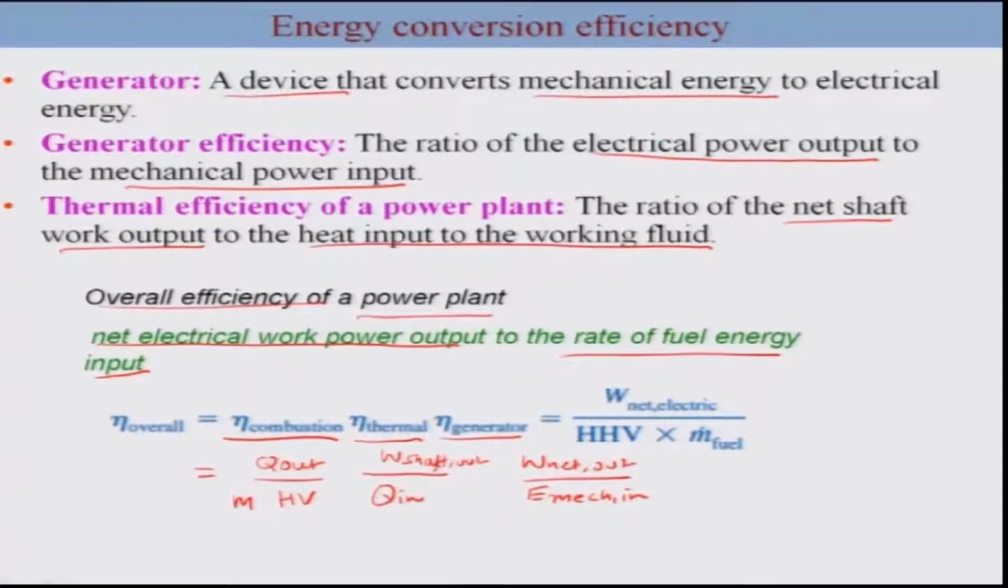So you can write all of them in rate form, converting into power. This should effectively give you this, because the intermediate terms should cancel if it is a perfect conversion, and effectively you can write that this is our net input. So W net electric would be the desired output, and this is the desired input.